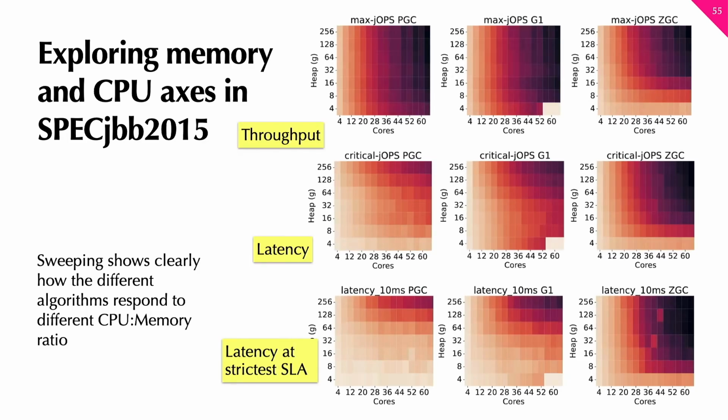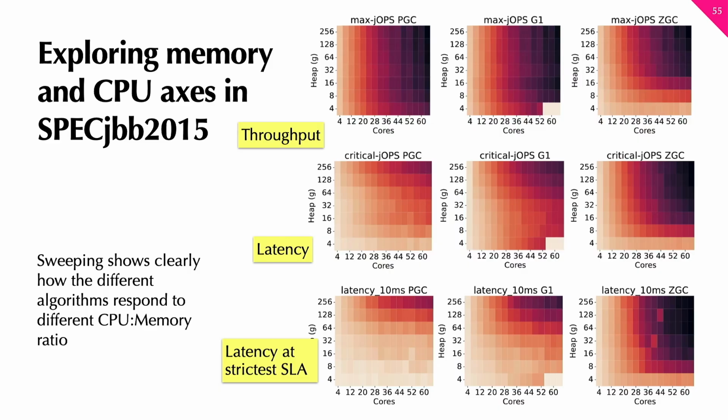So here is an example of what such a sweep could look like, right? Now we're looking at SPECjbb, and we're varying the number of cores that we give to SPECjbb and the amount of memory that we give to SPECjbb. And that means that if we're looking at just a row with a 4 gigabyte heap, but going all the way up to 64 cores, well, that's 64 megabytes of memory per core, right?